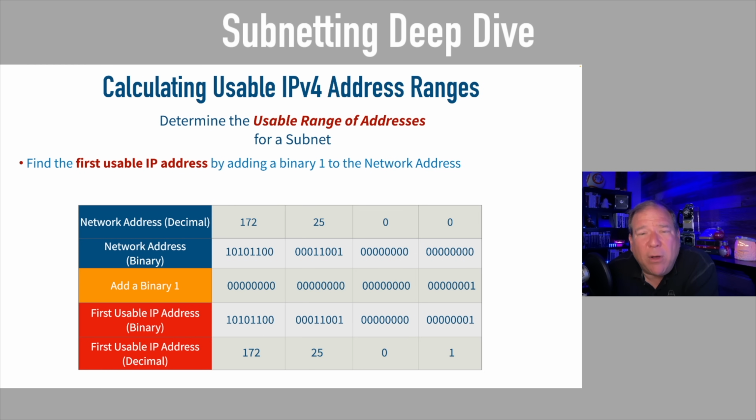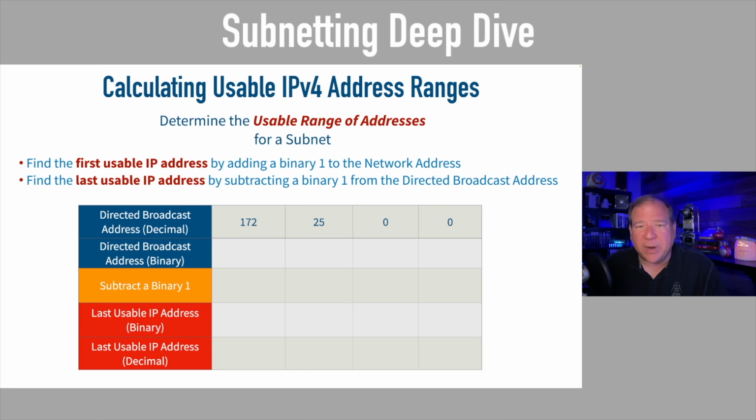You don't even really have to go through all this binary math. Just add 1. If your network address is 172.25.0.0 and you want to come up with the first usable address, just add 1. That is your first usable address. What is your last usable address?